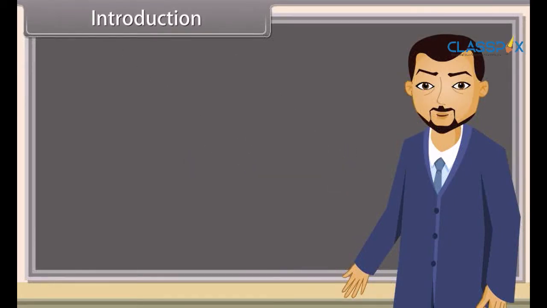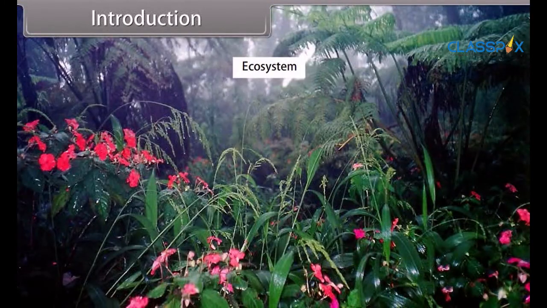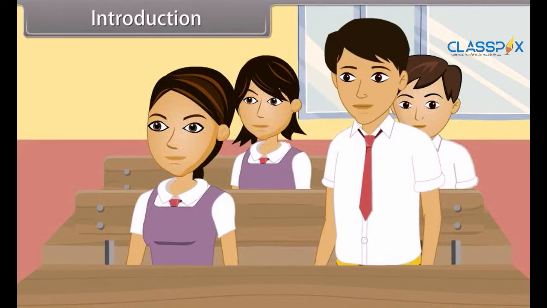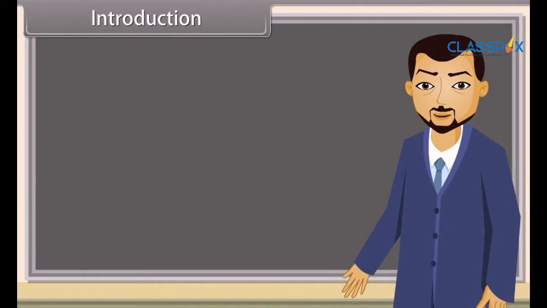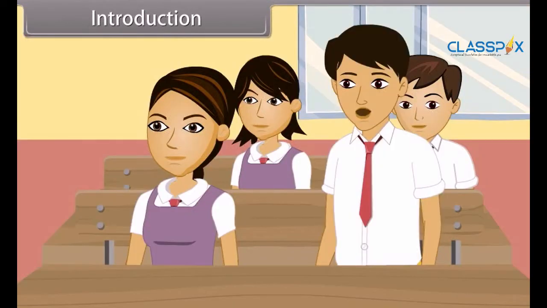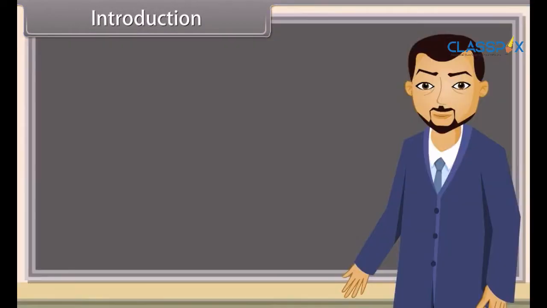Students, today we will learn about ecosystem. Okay, teacher. Anybody knows what is an ecosystem? Yes, teacher. A system that includes biotic factors and abiotic factors functioning together as a unit. Very good. What do you mean by biotic factors?